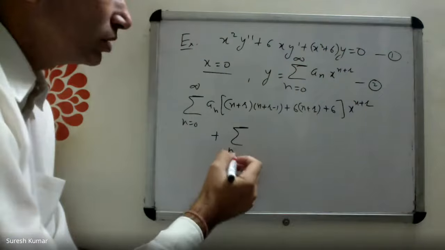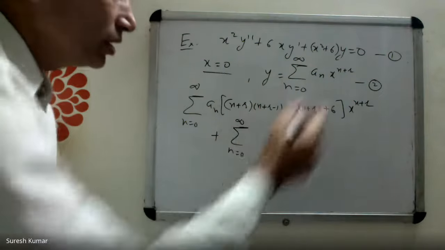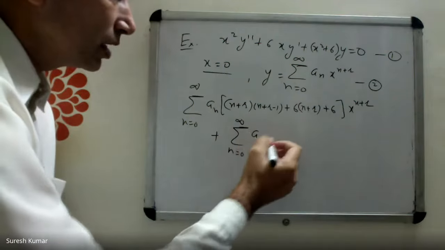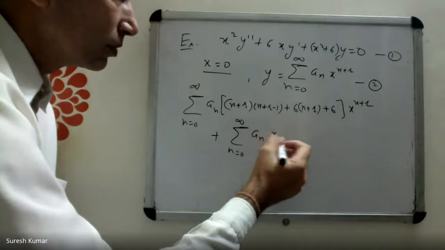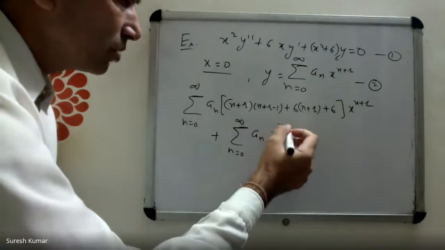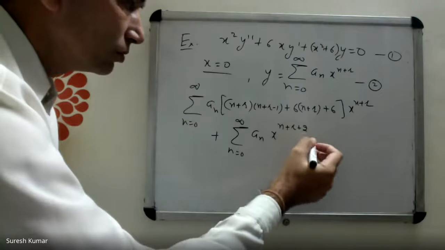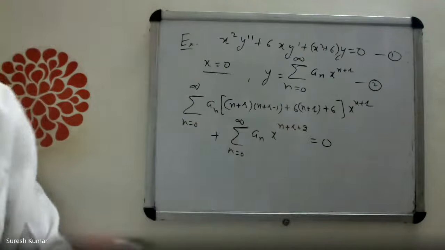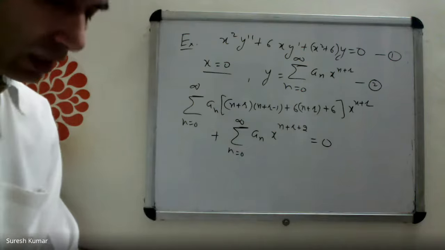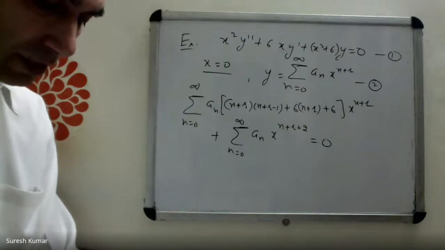What is the term with x square into y? It is simply n times x power n plus r plus 2. Is it correct? Check it. Yes, sir.